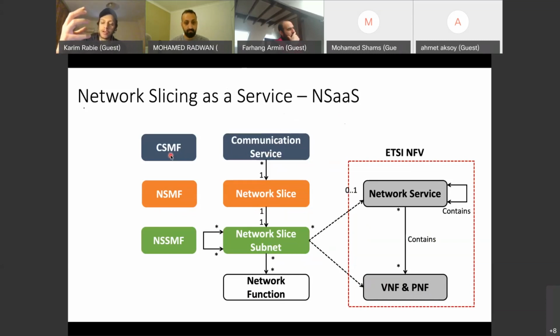It's a new functional block from 3GPP, but this doesn't mean that the vendors will have a new product called CSMF. No, this will be absorbed most probably with a service orchestration solution by the vendors, and this is the case in ONAP.